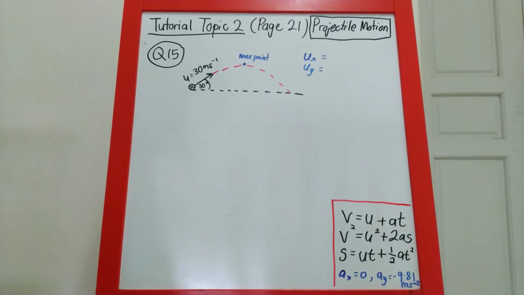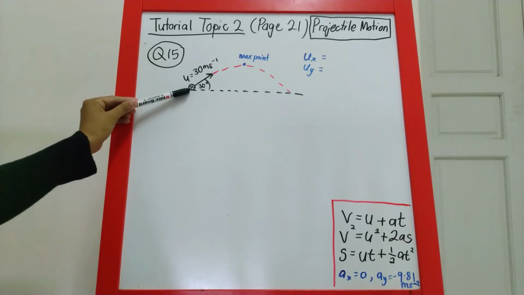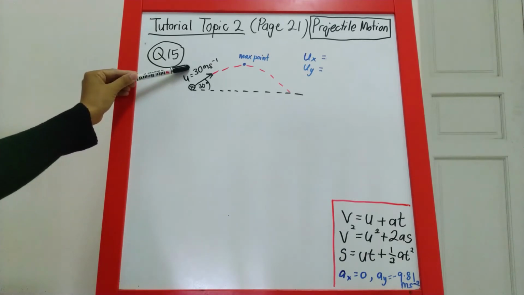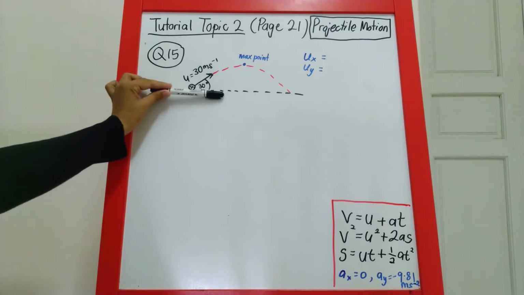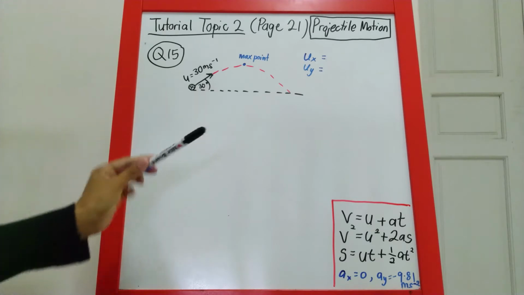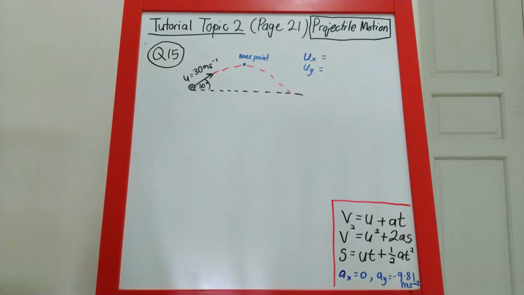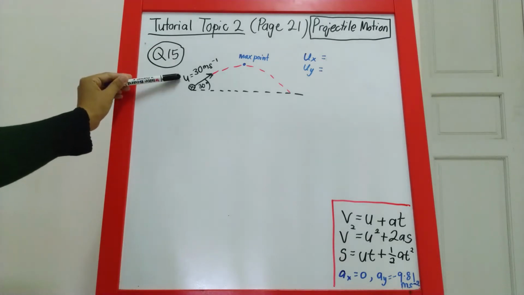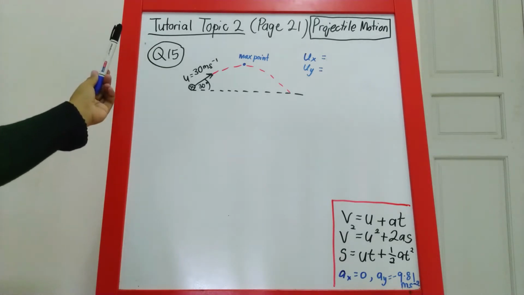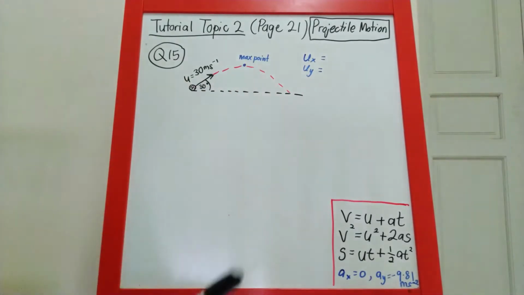Okay, for question 15, the question mentions that a golf ball leaves the ground with a speed of 30 meters per second at an angle of 30 degrees above the horizontal. For part A, it asks for the horizontal and vertical components of the initial velocity. Initial velocity means u, but it asks for the components, so it simply asks for ux and uy.